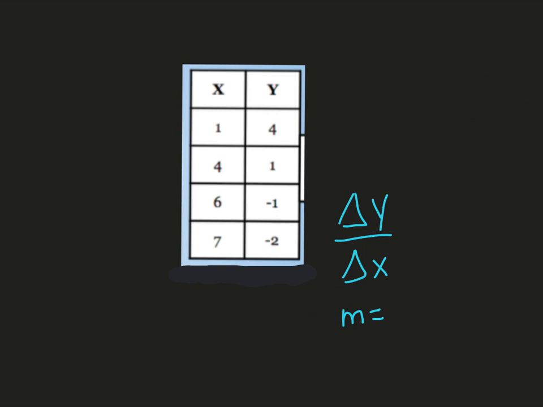Okay, on this one, I'm just going to use the first two like I had been doing. So we're going to do 4 minus 1, and that gives you 3. Okay, and then 1 minus 4.